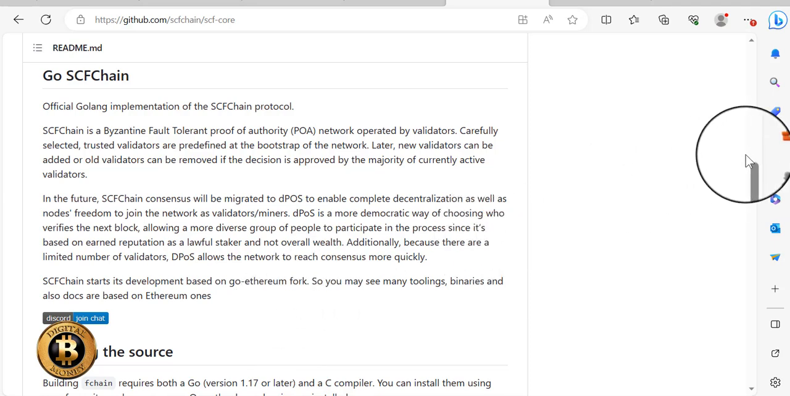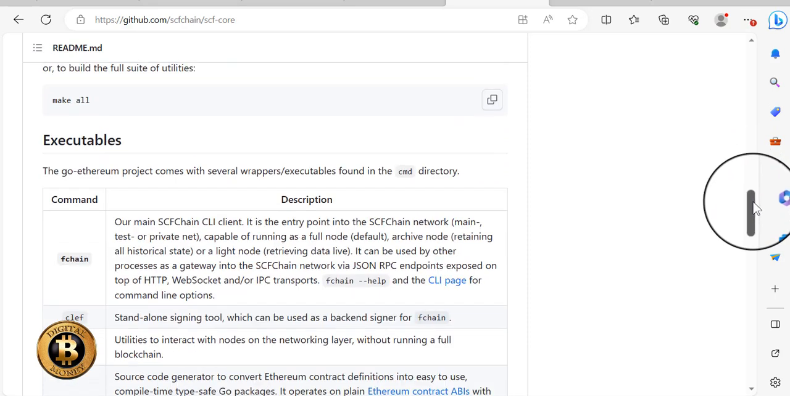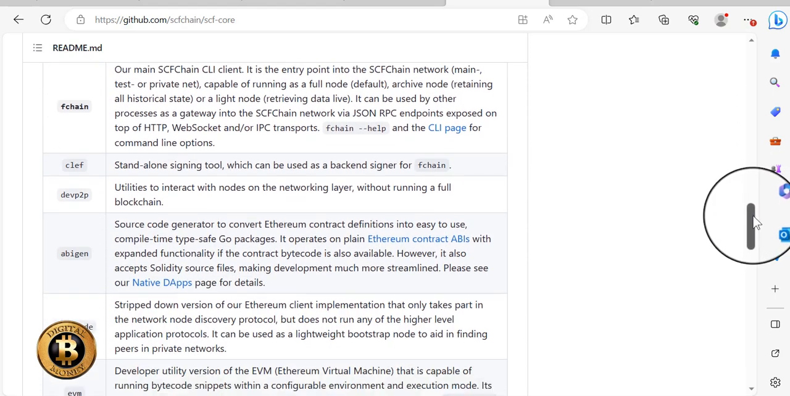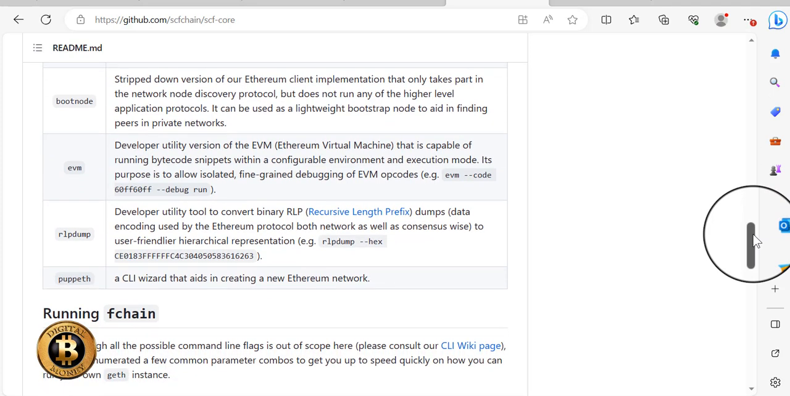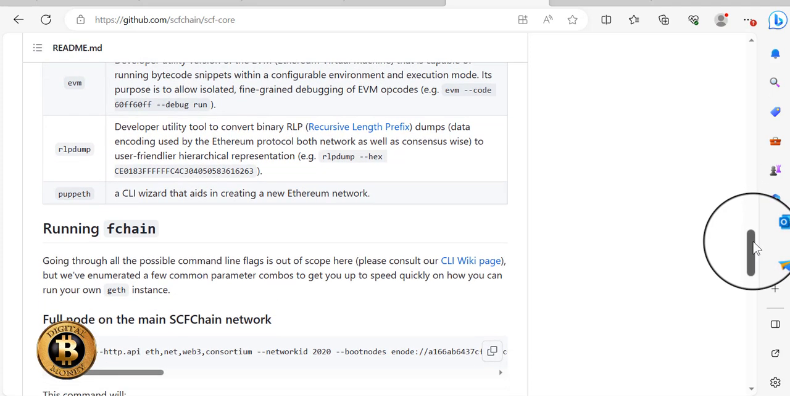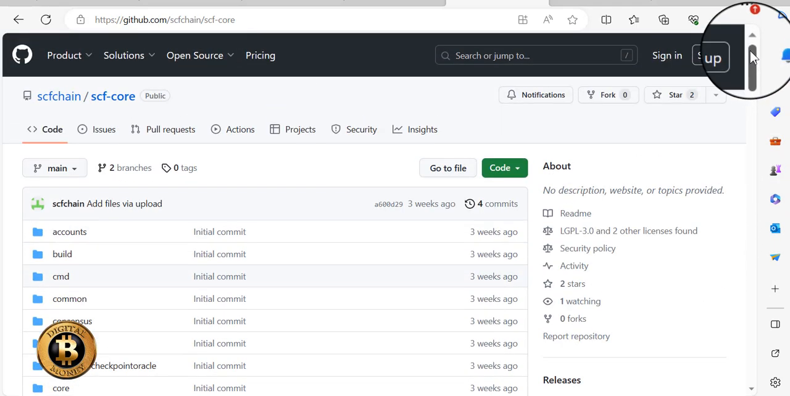If you're really technical and you know coding, then obviously you can go through the entire GitHub. You can see all of the pull requests. You can see all of the upgrades. You can see everything that you need to see because it's open source. But the reason why I wanted to share this and do this video was to share with you that this is a real project. It's a real decentralized project, right?